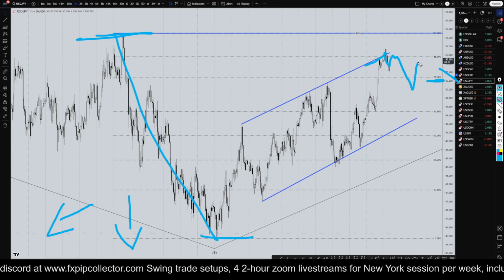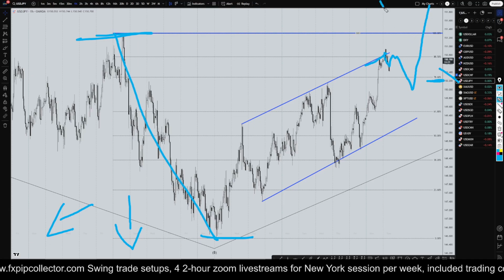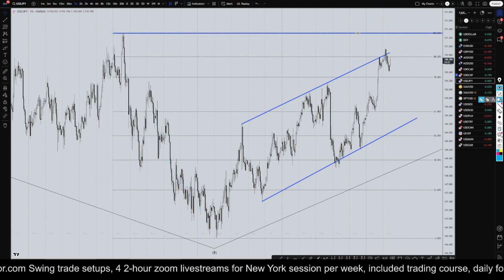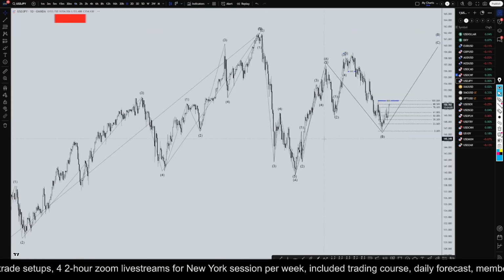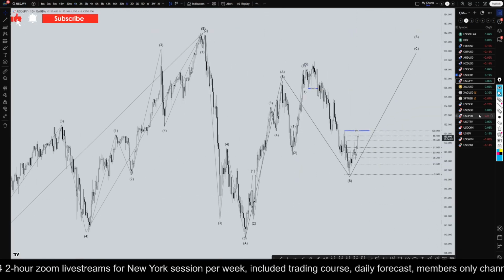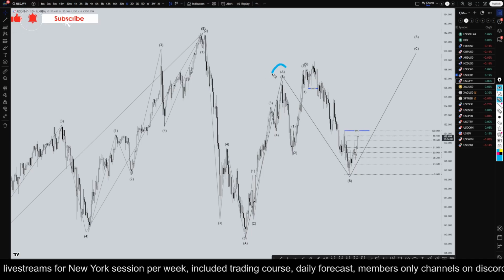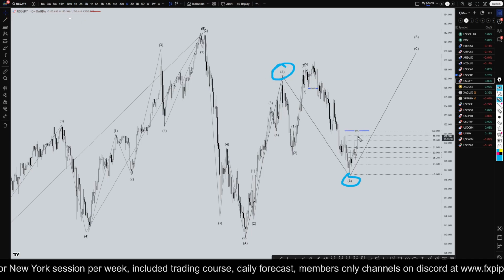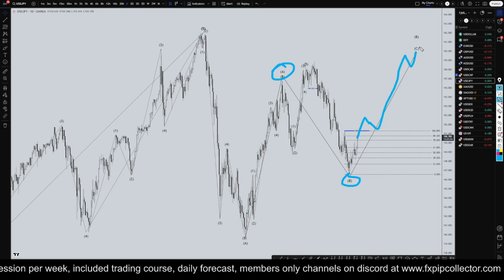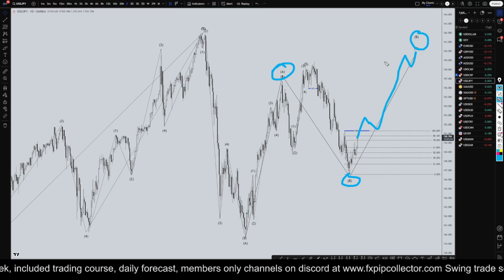It probably will make a pullback. But I think at this point, it is going to go up and it is going to give us that break of structure. And that break of structure is likely going to tell us on the daily time frame that this alternative count that I've been talking about forever, which is an A, B, and then up for a wave C, is probably what's going to happen over the next several weeks.